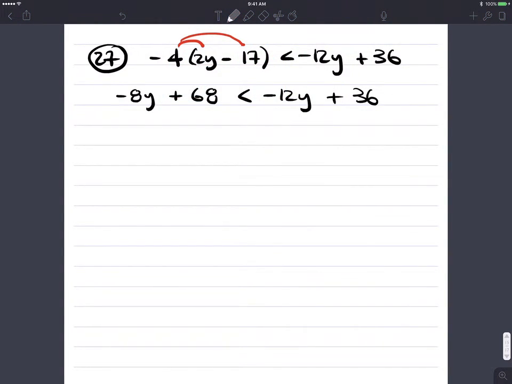We're now going to subtract 68 from both sides. This is to be fair and preserve our balance. We end up with negative 8y on the left being less than negative 12y. We've got plus 36 and minus 68. In other words, positive 36 and a negative 68. We're going to end up with negative 32.